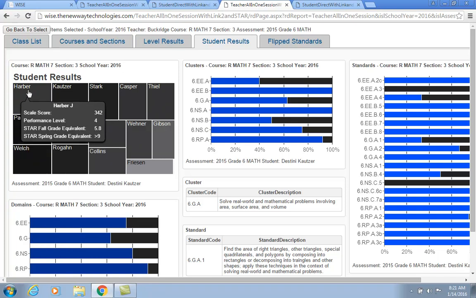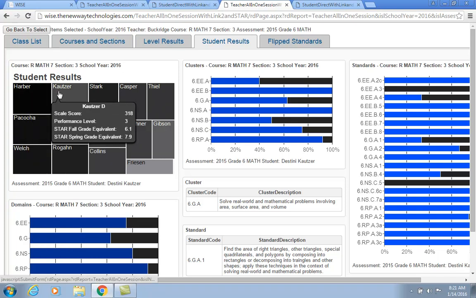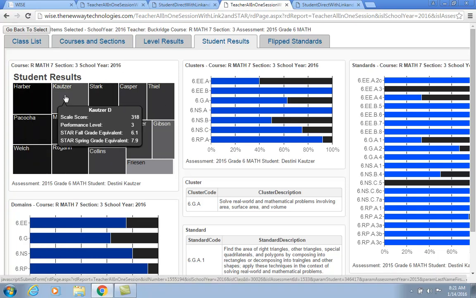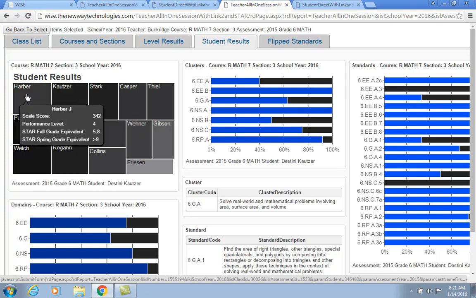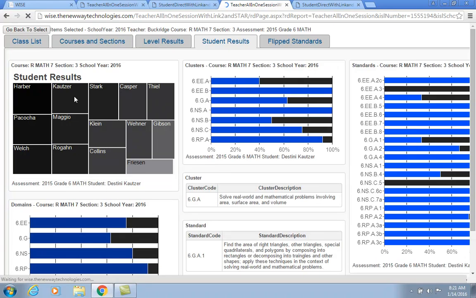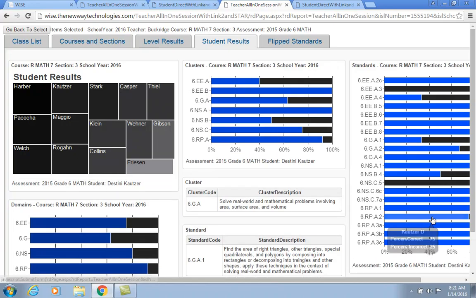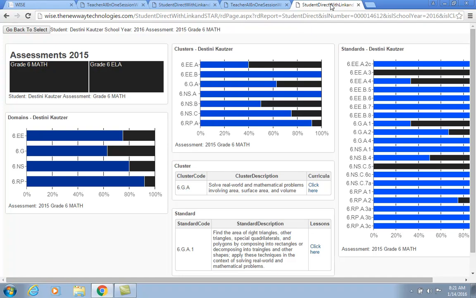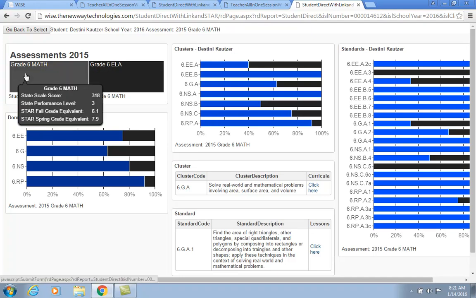I can look at any one of the students in the class that I'm currently teaching, and see how they performed at the previous grade level. If I pick a student, the domains, clusters, and standards will populate. And I can actually view those students side by side as well. So this particular student had a scale score of 318, performance level of 3, so she performed better in 6th grade than she did in 7th.